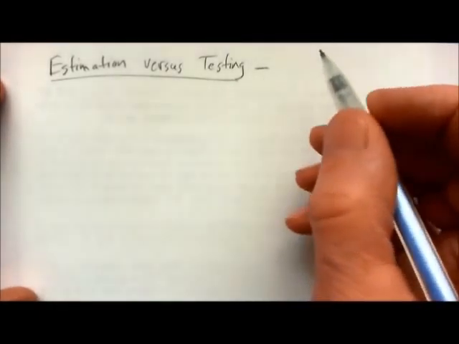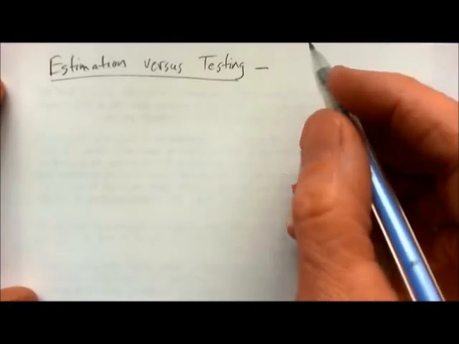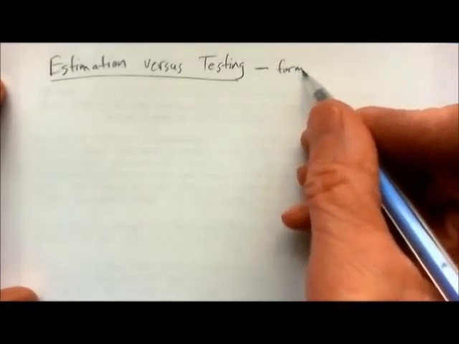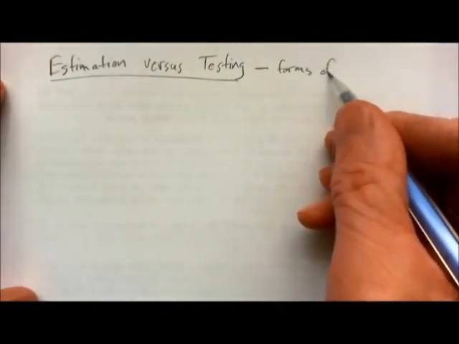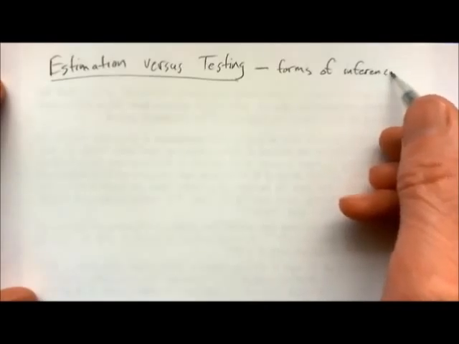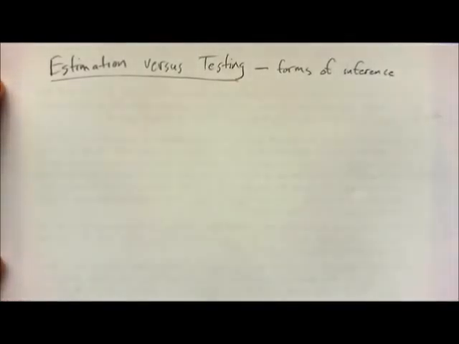But again, let's emphasize the fact that these are both forms of inference. So estimation is exactly what it says. It's the act of estimating something, and what we'll generally be estimating will be either means or proportions.